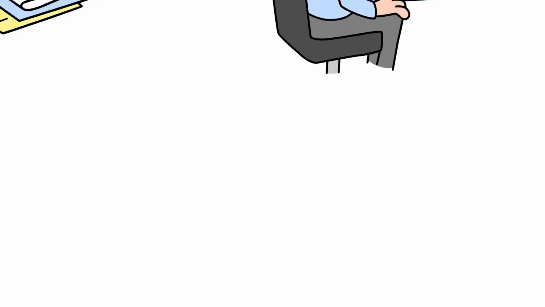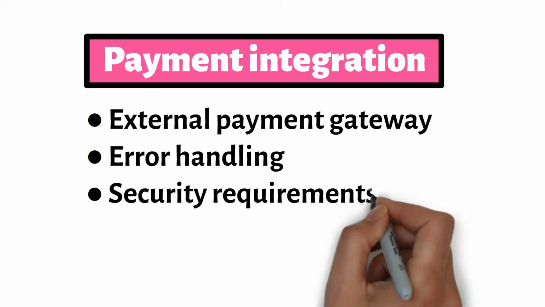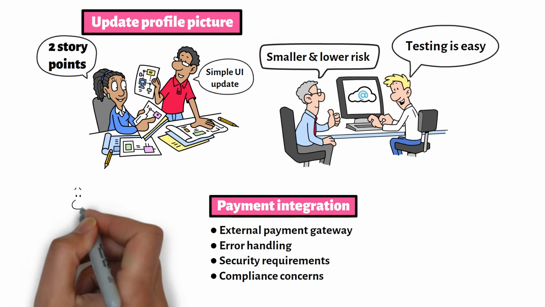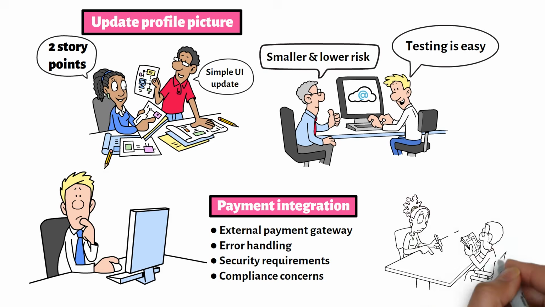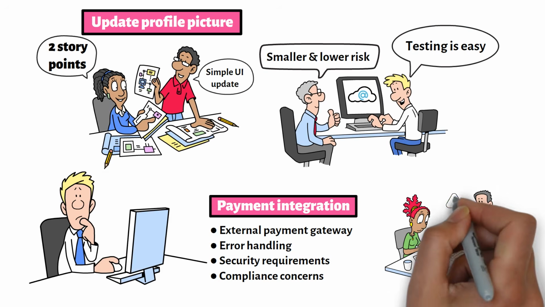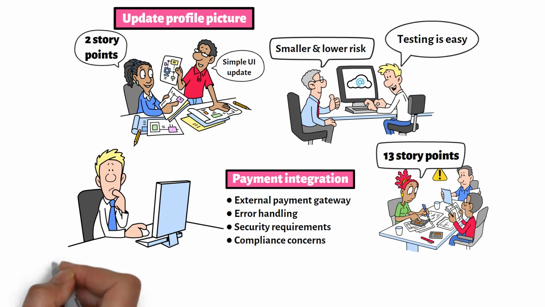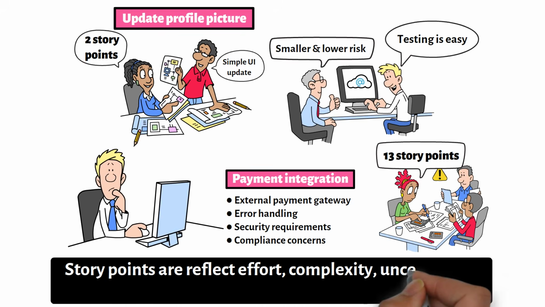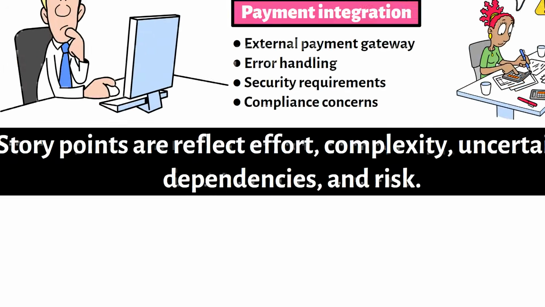Now let's look at another story. Payment integration. This story involves an external payment gateway, error handling, security requirements, compliance concerns, and more complex testing. Compared to the password reset story, it is much more uncertain. Even if the team understands the general requirement, there are more dependencies and risks. So the team may estimate it as 13 story points. The important lesson is that story points are not just about coding time. They reflect effort, complexity, uncertainty, dependencies, and risk.